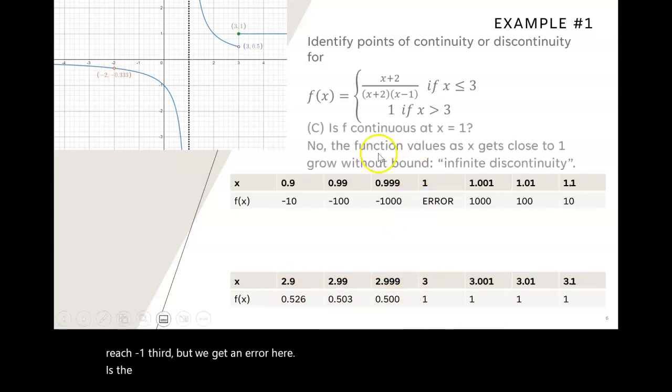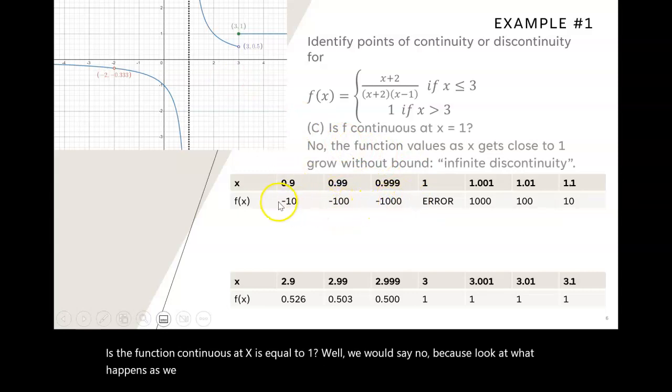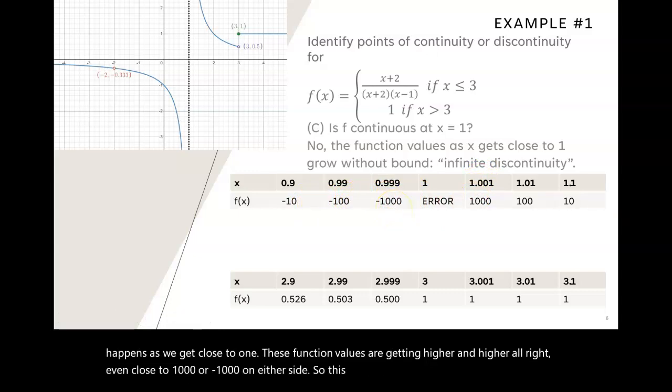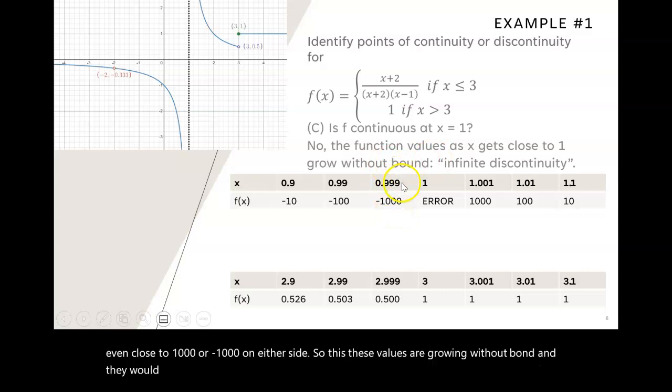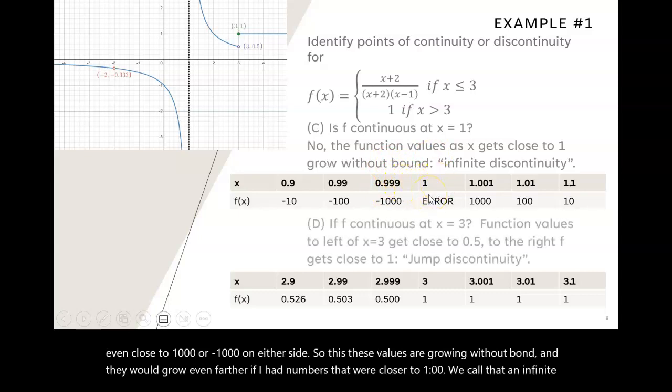Is the function continuous at x equals 1? Well, we would say no, because look at what happens as we get close to 1. These function values are getting higher and higher, all right, even close to 1,000 or -1,000 on either side. So these values are growing without bound, and they would grow even farther if I had numbers that were closer to 1. We call that an infinite discontinuity.